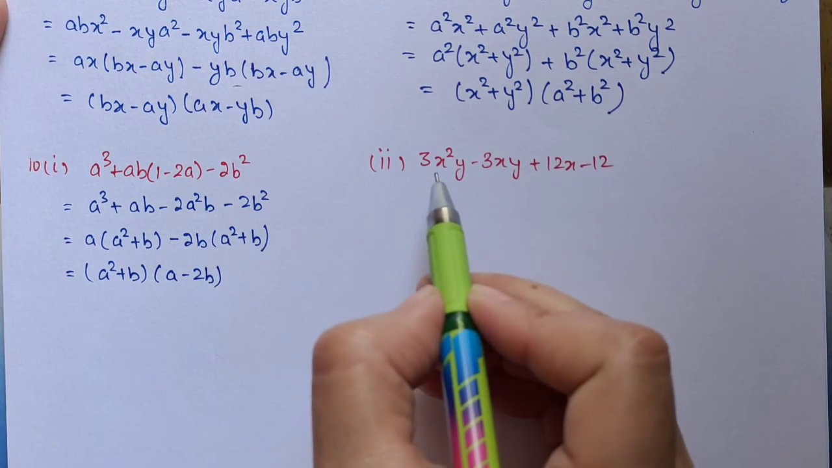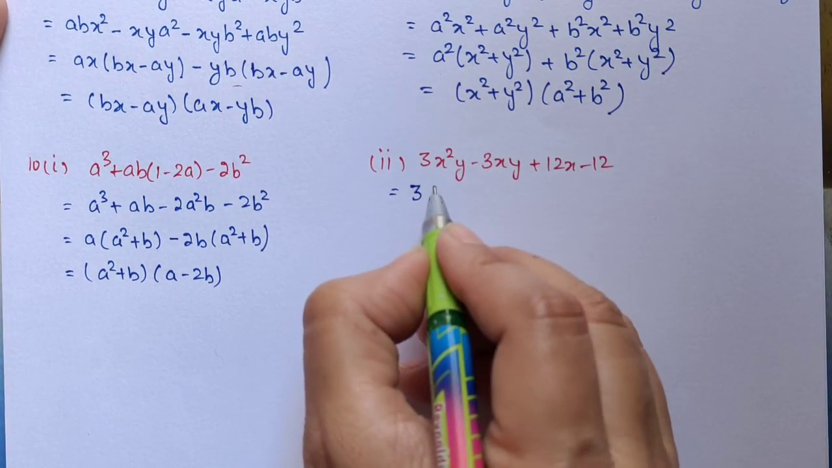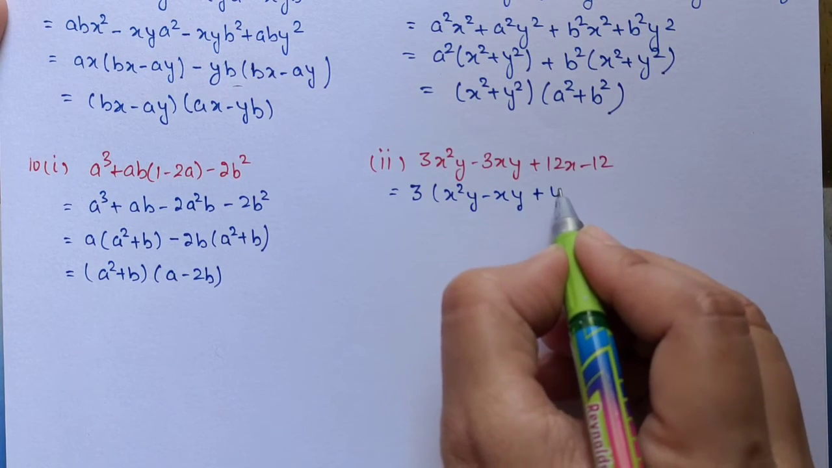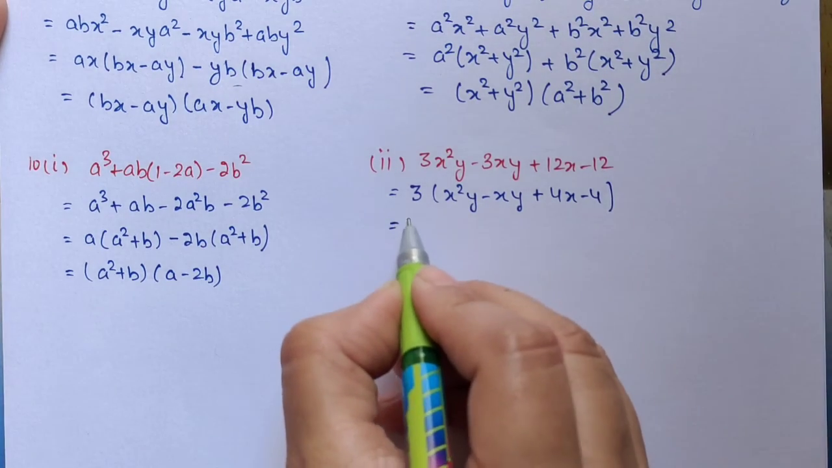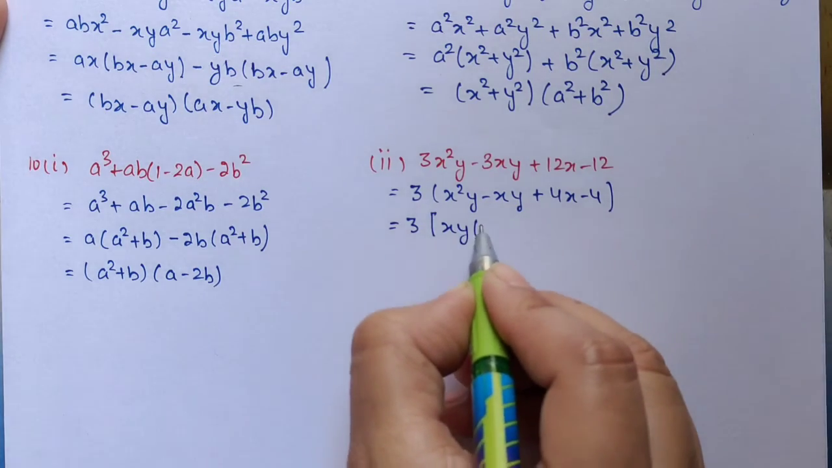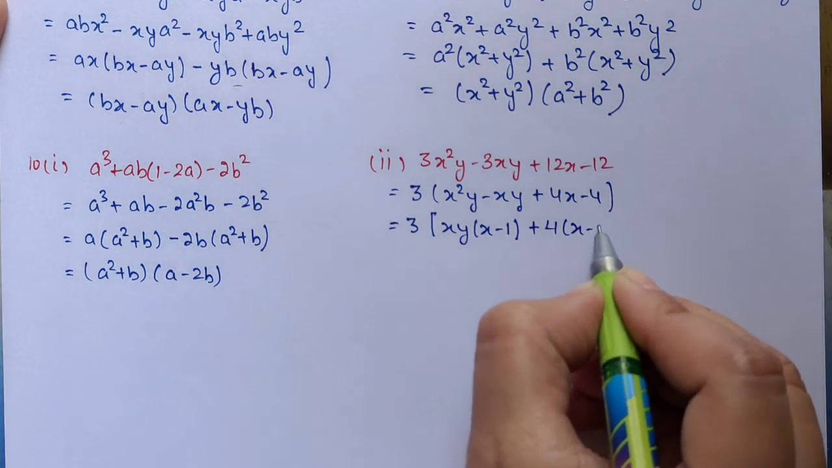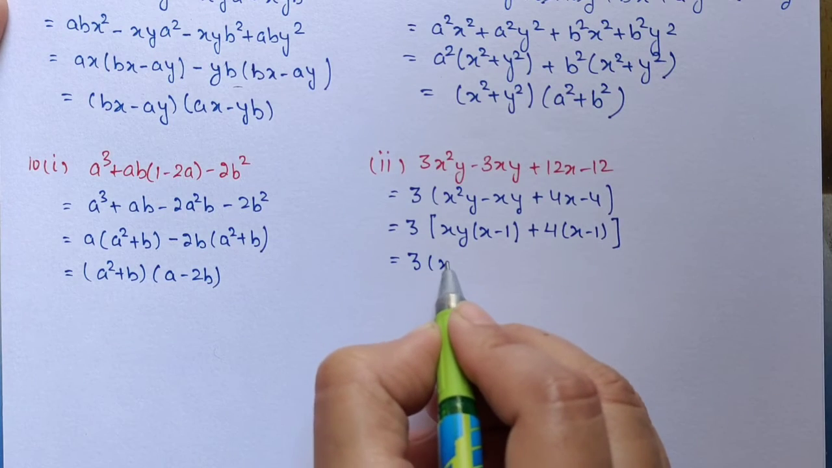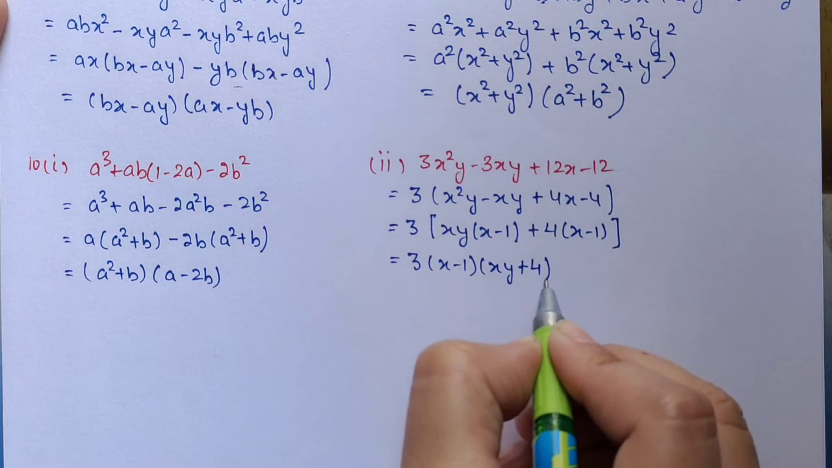Second part, 3 we can take out common from all the four terms, then we have x square plus y minus xy plus 4x minus 4. Now from the first two, xy we can take out common, then we have x minus 1. From the last two, 4 we can take out common, we have x minus 1. So 3 as it is, this x minus 1 also will come out as common, another bracket will be xy plus 4.